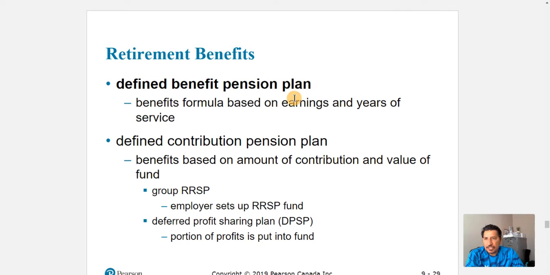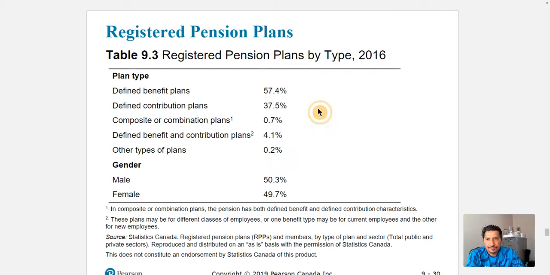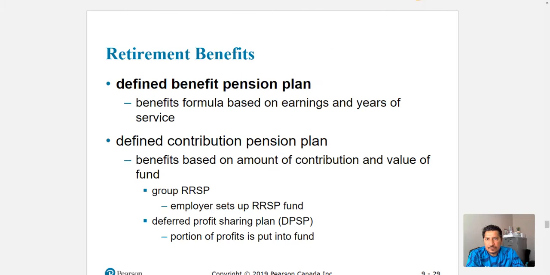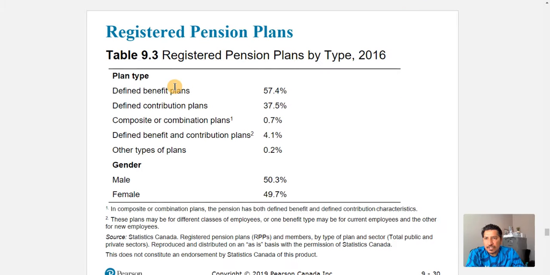Retirement benefits: a defined benefit pension plan uses a formula based on earnings and years of service. Defined contribution pension benefits are based on the amount of contribution and the value of funds, such as an RRSP and a deferred profit sharing plan. So these are the 2 benefits. We have registered pension plans. By 2016, defined benefit plans were 57% and defined contribution plans 37.5%, by gender, male and female. It gives you an overview of which benefit plans Canadians are opting for.